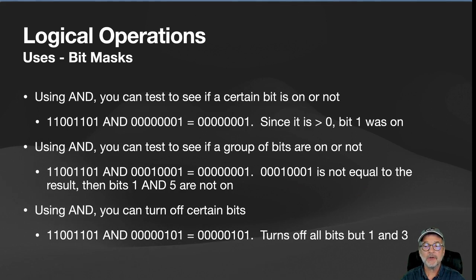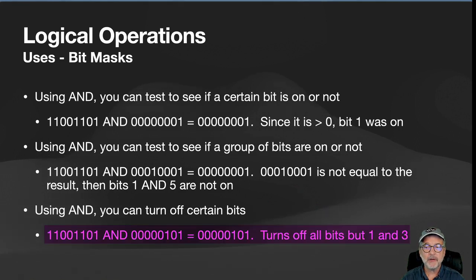You can also use AND to turn off certain bits. We kind of did this in the first example. If I want to turn off all the bits except for 101, the first and the third bit, then I would just AND it with 00000101. That turns off all the bits and just makes sure that those other two are turned on.